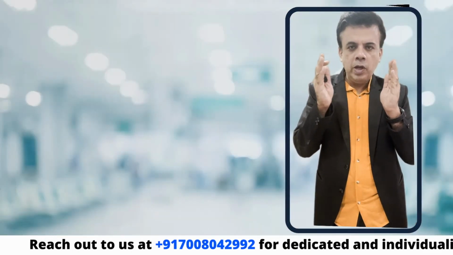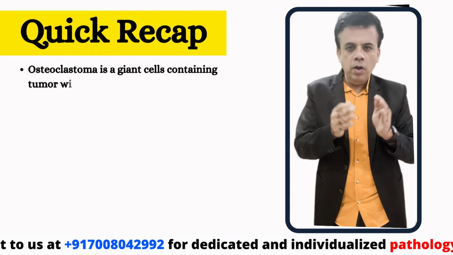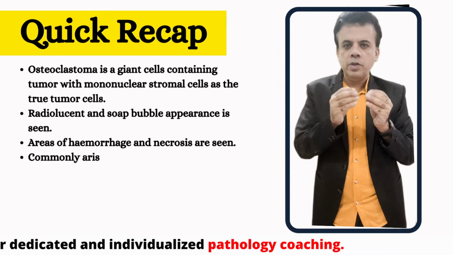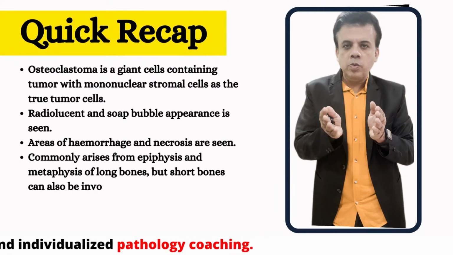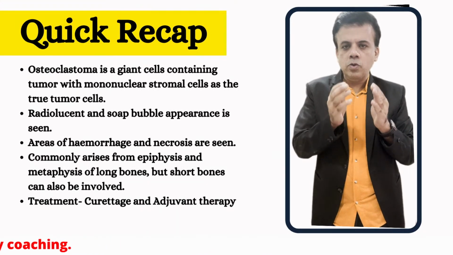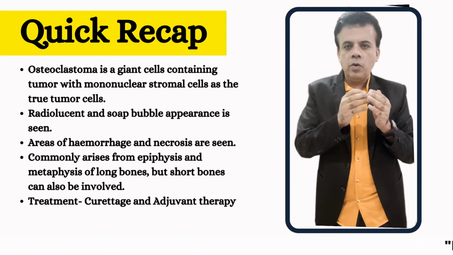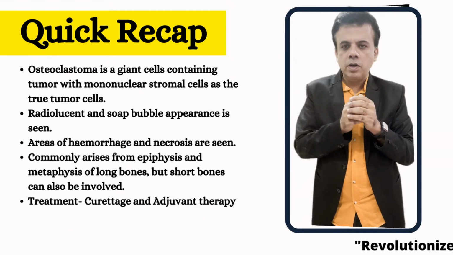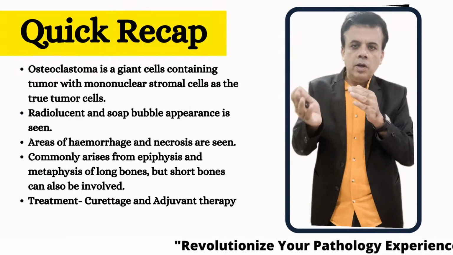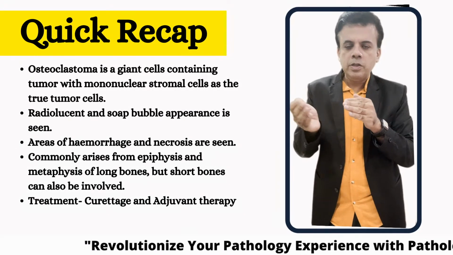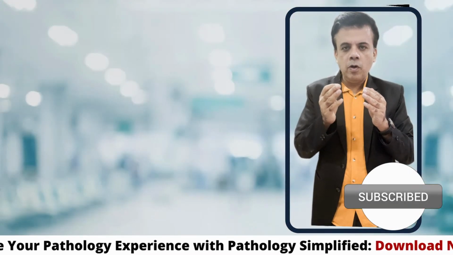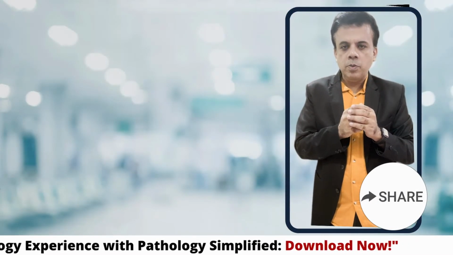Now let's have a very quick recap before we end the video. Osteoclastomas are benign, but potential malignant transformation can occur. It is a giant cell tumor with lots of osteoclasts, and mononuclear stromal cells are the true tumor cells. You are going to see lots of hemorrhage, necrosis and a variegated appearance. The treatment involves curettage, and some adjuvant therapy can be given. It originates generally from the epiphysis and metaphysis of long bones, but small bones may also be involved.